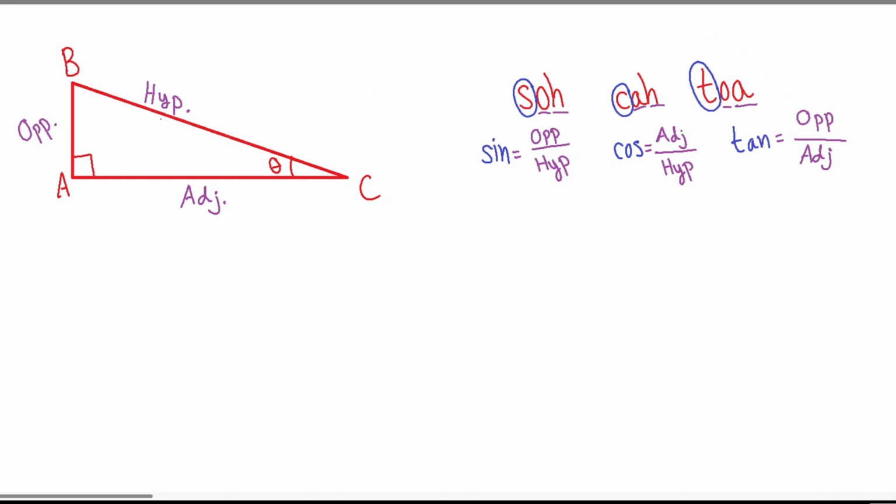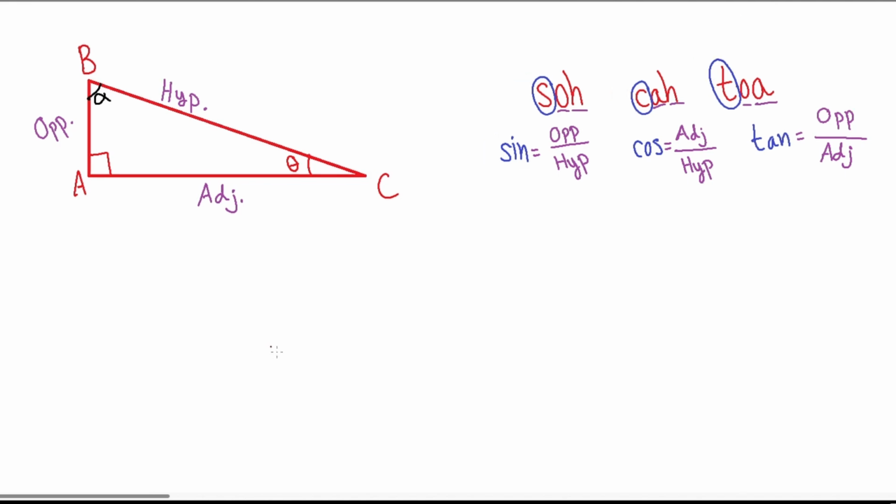And these values differ depending on what angle you are looking at. If you're looking at angle C, the opposite would be AB and the adjacent would be AC. But if you were looking at angle B right here, the opposite would be AC and the adjacent would be AB. So these values differ depending on which angle you are looking at. So this is sine, cosine, and tangent.